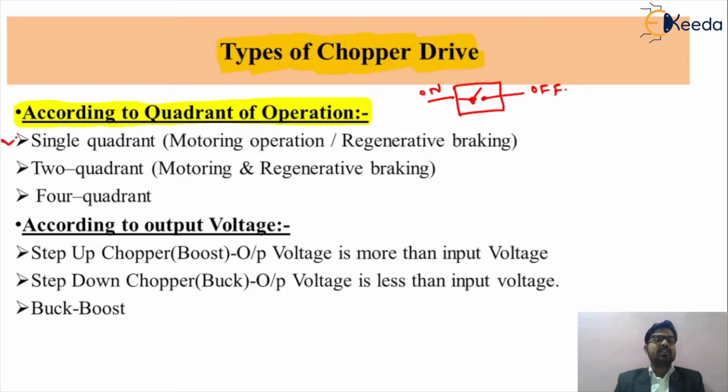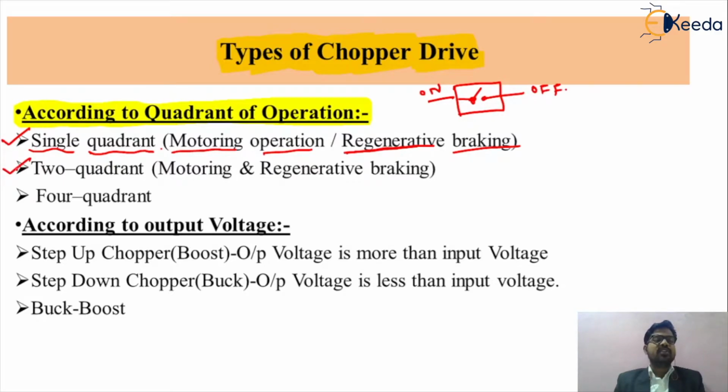The first type, according to the operation of the chopper, is the single quadrant chopper. That single quadrant operation may be your motoring operation or maybe your braking operation. So what do you mean by the motoring operation? It means that the electrical energy is converted into mechanical energy. This is called the motoring operation. And what do you mean by regenerative braking? In regenerative braking, the mechanical energy is converted into electrical energy. So this is called regenerative braking. So this will be the first.